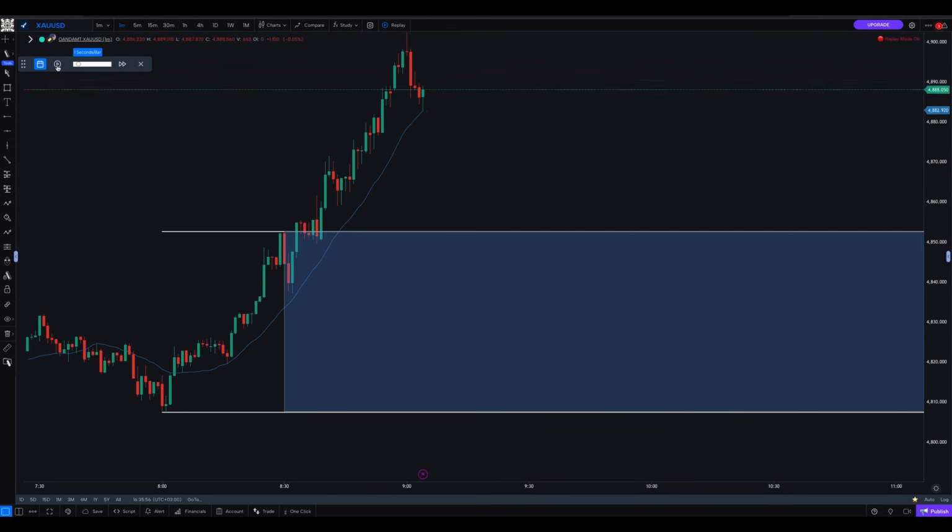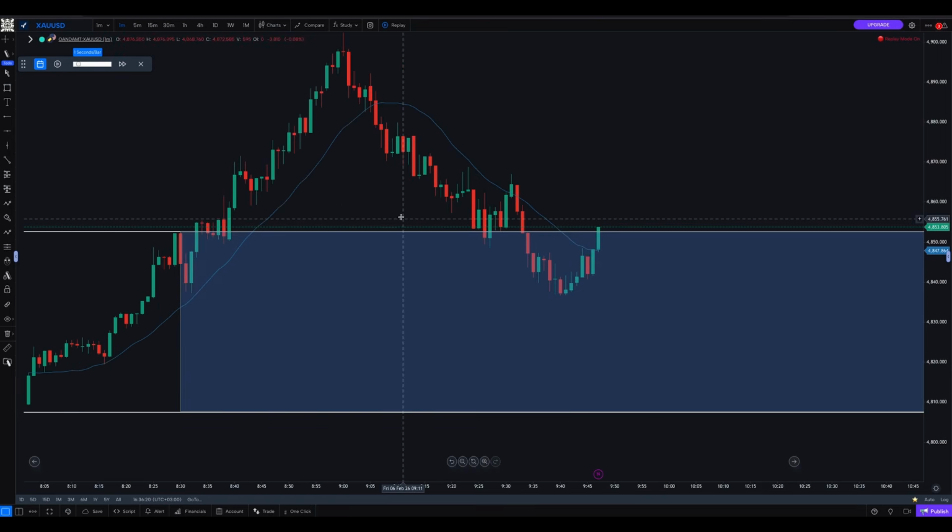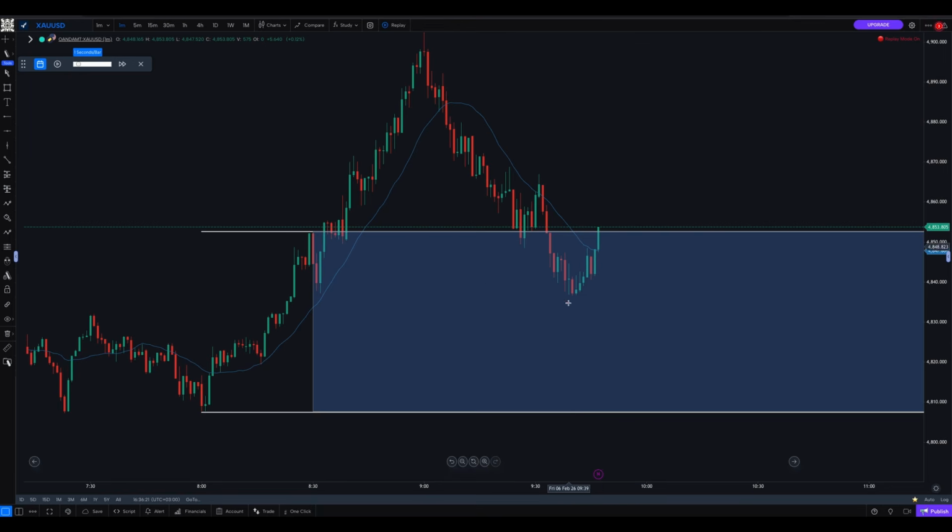Let's just wait. Price goes up, just wait. Okay, price is coming back inside of the tradable box. It's inside now. Now wait for the next break above the moving average right there. So we get a break above the moving average while the price was inside.